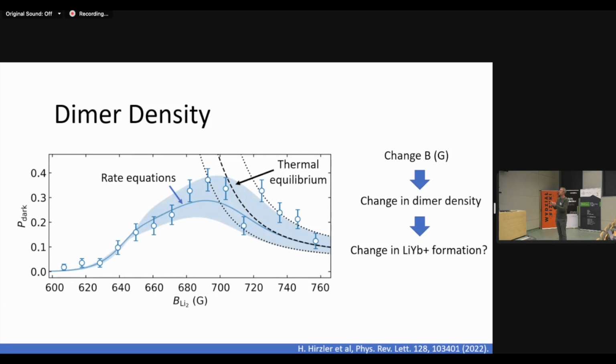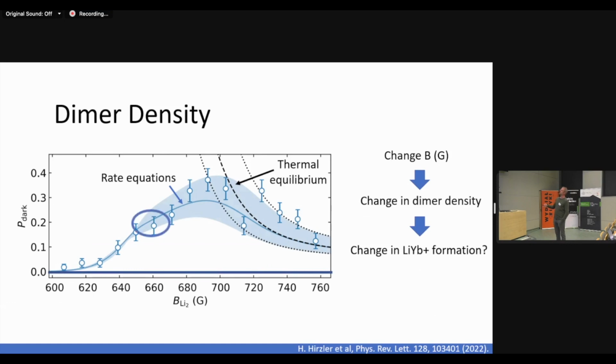And you don't reach a thermal equilibrium between the dimers and the atoms yet. But we can solve these rate equations, and you can see it fits perfectly well, which is also kind of a shame, I guess. That means that the people doing these experiments with lithium dimers in the early 2000s, I guess Johannes was one of them, they were absolutely right. These rate equations are spot on.